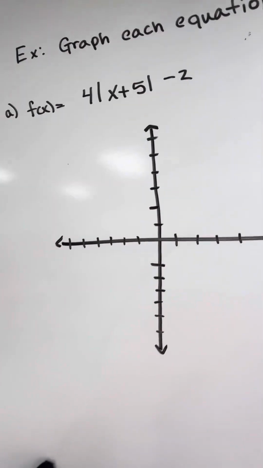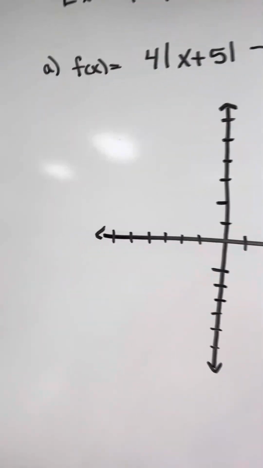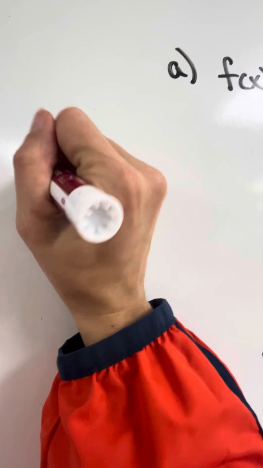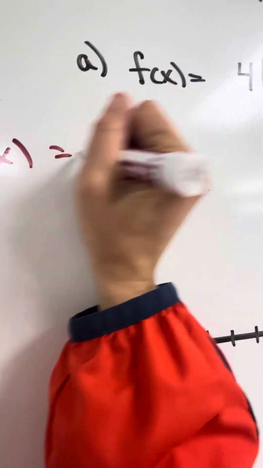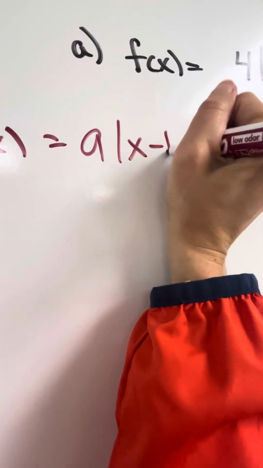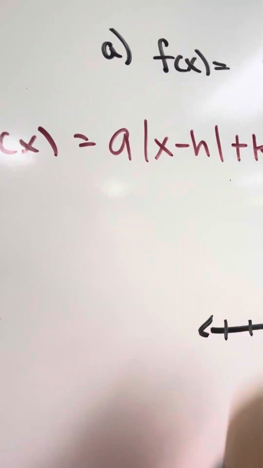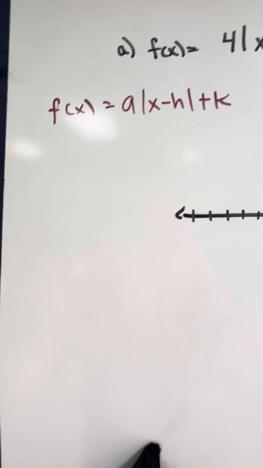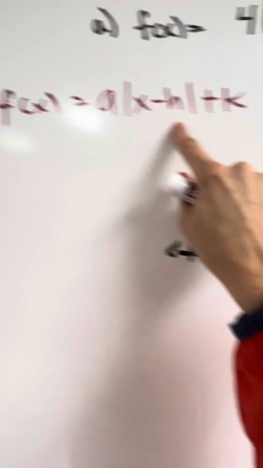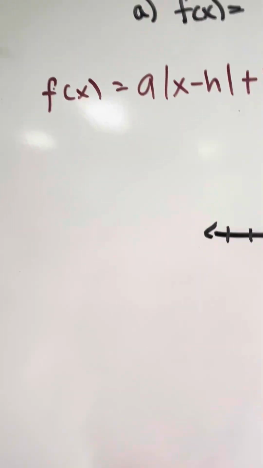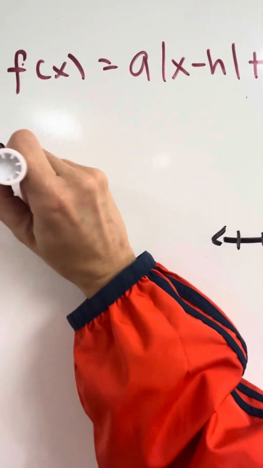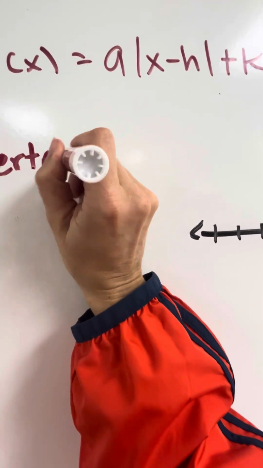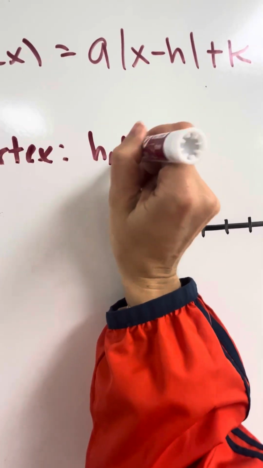Now remember, we have the equation, the parent function, which is f of x equals a, absolute value of x minus h, plus k, right? This is what we wrote down in our last notes, where a is the stretch or shrink, h is left or right, k is up or down. Now the vertex, remember that's the bottom, that's always the point h, k.